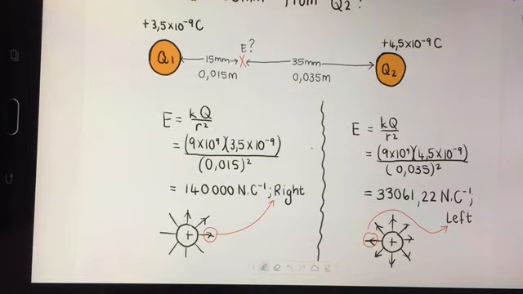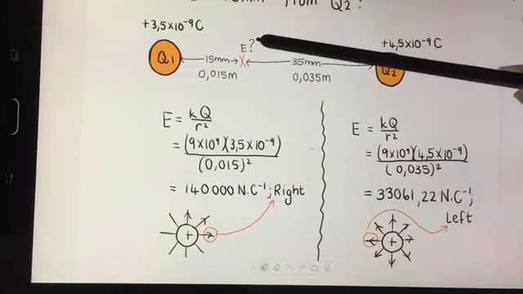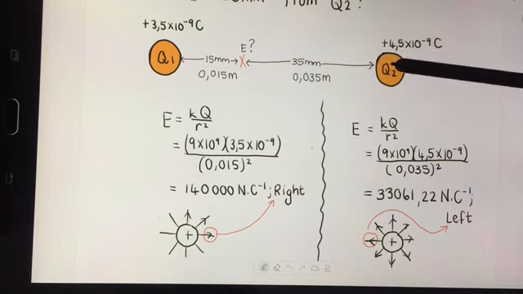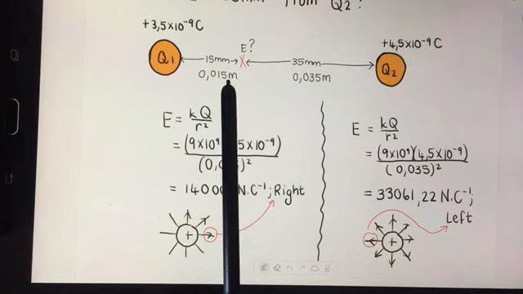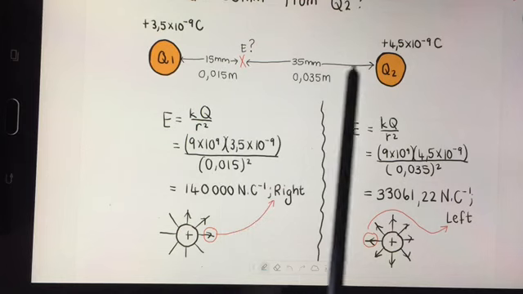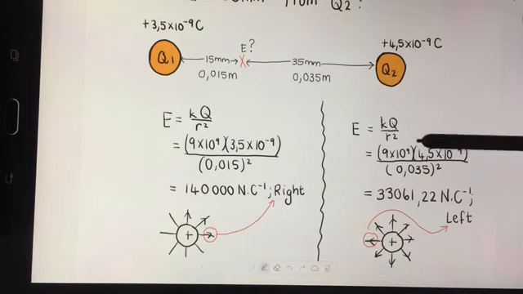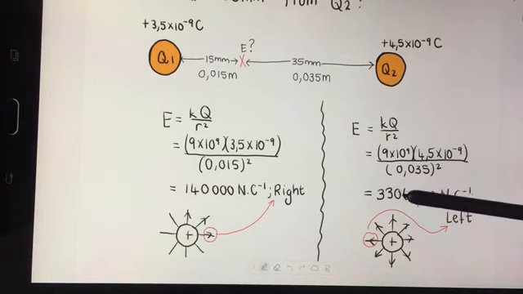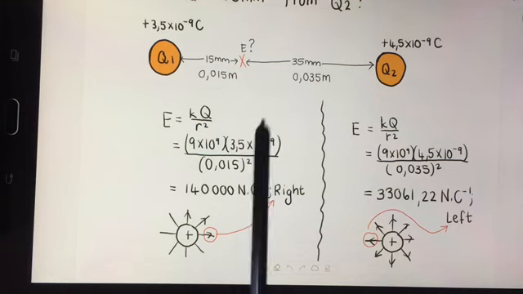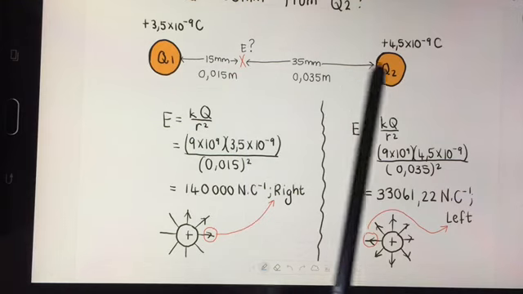But then I must also work out the strength of the field as a result of Q2. So now I forget about Q1 and I say I want electric field strength a certain distance away from a charge. So E is KQ over R squared: Coulomb's constant, the charge, the distance squared, and the answer that I get is 3,361,22 newtons per coulomb.